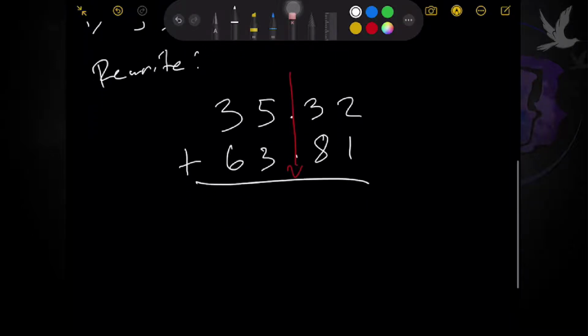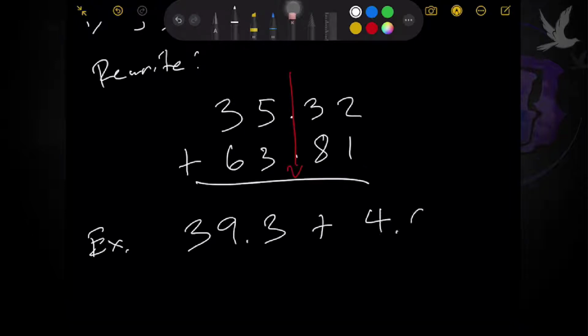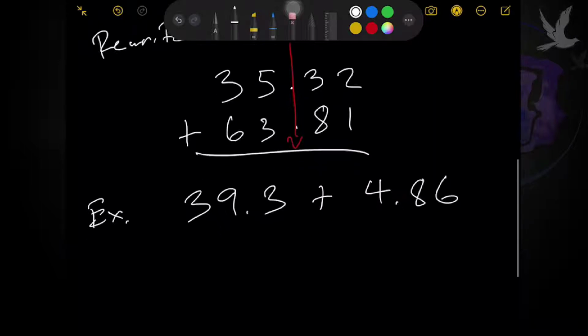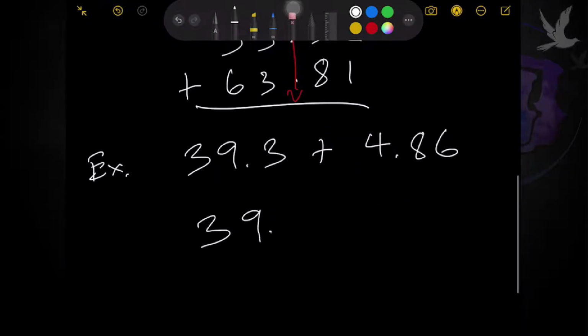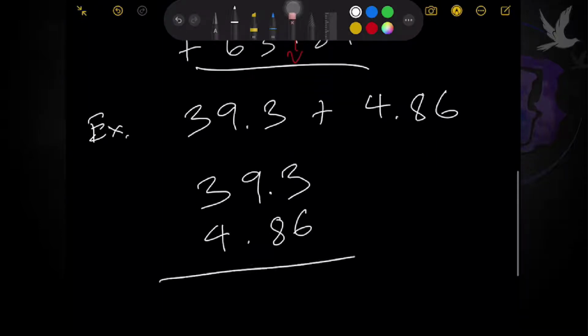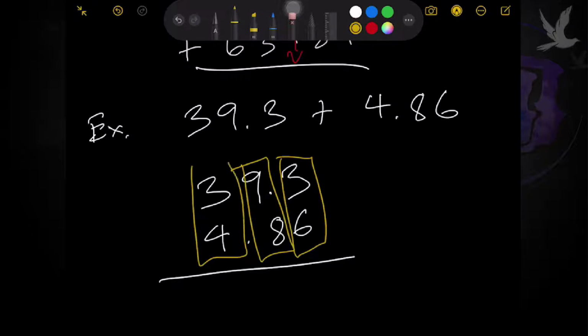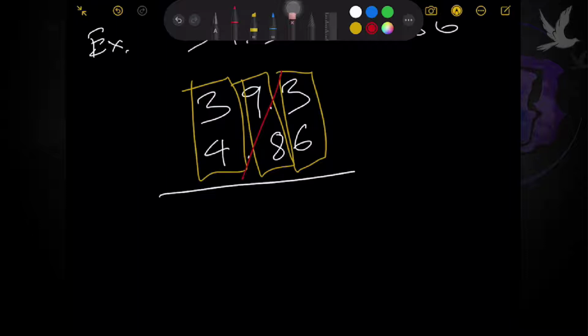Because I will be giving you examples such as, let's say, 39.3 plus 4.86. If you notice now, most of you might write it the way you normally think you would write it. Normally, you align the numbers, but if you notice, the decimals are not aligned. So that's wrong. That's basically wrong.